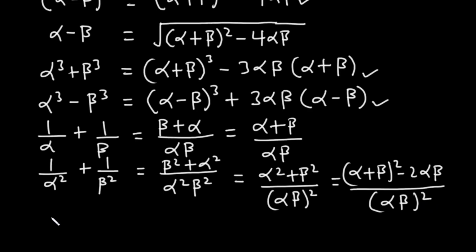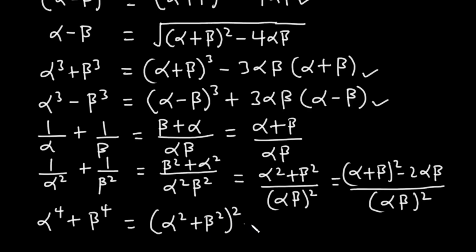And then if you have alpha exponent 4 plus beta exponent 4, then that's equal to alpha squared plus beta squared all squared minus 2 alpha squared beta squared.